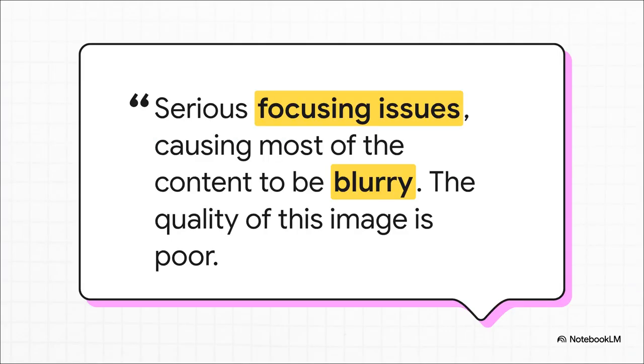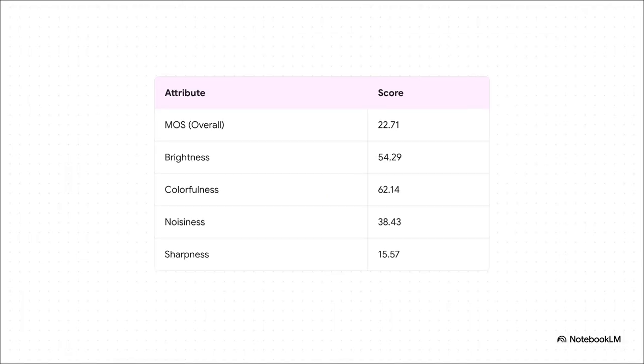Okay, let's test it with a blurry photo. First up, the AI Critic's verdict. It immediately gets to the heart of the problem. Serious focusing issues. Blurry. It doesn't pull any punches either, saying the quality is poor. And then boom, the AI Analyst drops the data. Look at that sharpness score, 15.57. That is incredibly low. And this is the magic right here. The critic's words are perfectly backed up by the analyst's numbers. The two brains are working in perfect harmony.